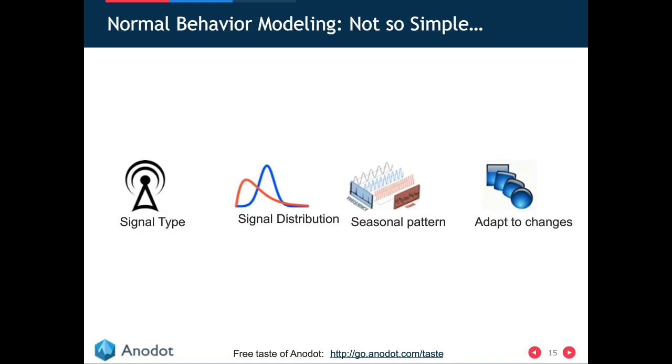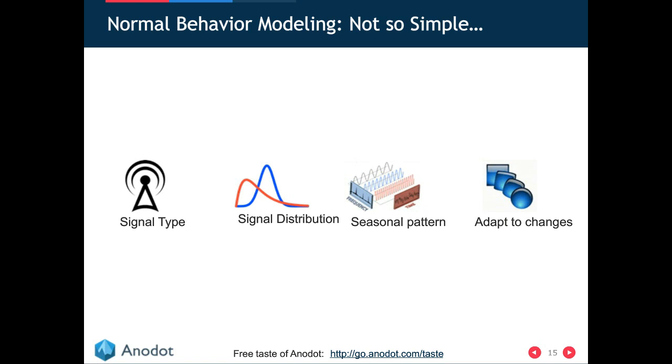Now, is it really simple to model the normal behavior? It's not so simple because there are a lot of different aspects to look for. First of all, what is the signal type and its distribution? And if you are collecting millions of these time series from a large-scale system, then you could have many different types of signal distributions and signal types.